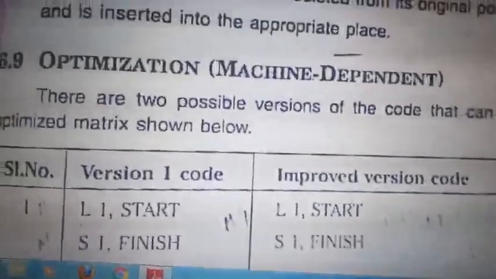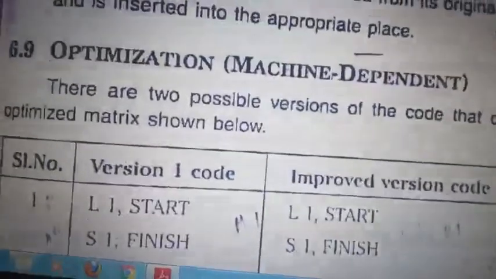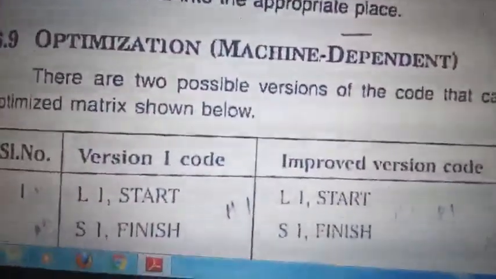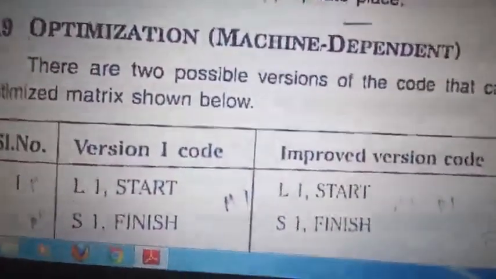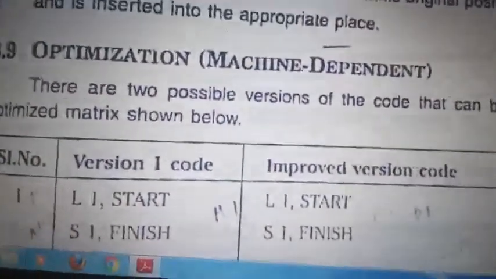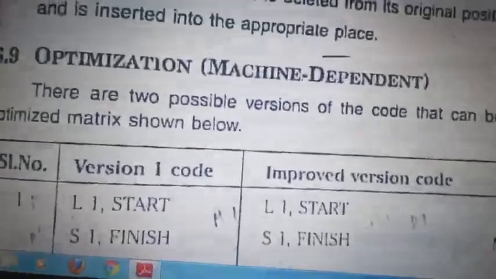If I reduce the memory utilization, then we are optimizing based on the machine, because memory is dependent on the machine. If we can run in a small memory instead of a large memory, so if we are optimizing based on the memory, then we call it machine dependent optimization.